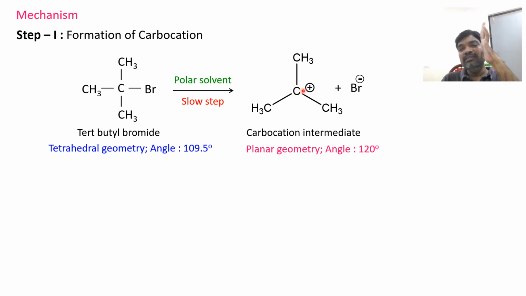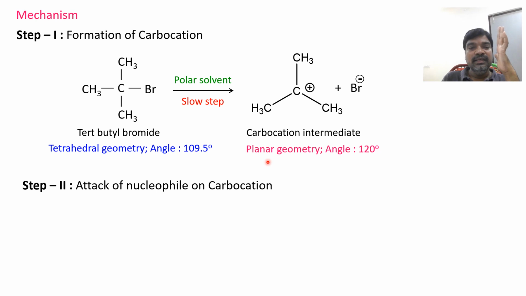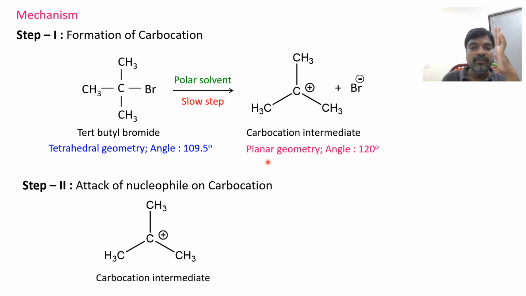Since it has planar geometry, the attacking nucleophile can attack from the front side or the back side. The same possibility is there because this carbocation intermediate has planar geometry. Both possibilities are the same, 50% each. Therefore, the resulting product is like that. We'll see the second step, the attack of the nucleophile on the carbocation.